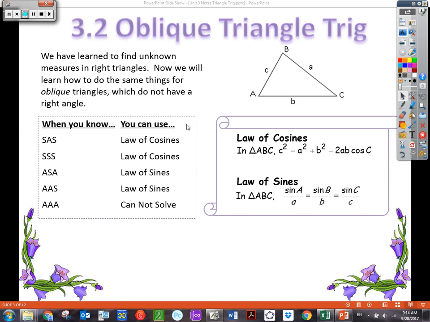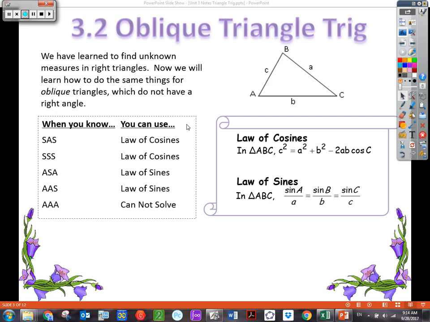Okay guys, let's take a look at today's lesson. We have been working with right triangles. You know, in geometry you worked with right triangles. We worked with right triangles yesterday. But as you are well aware, there are other kinds of triangles besides right triangles. We need to look at other opportunities.